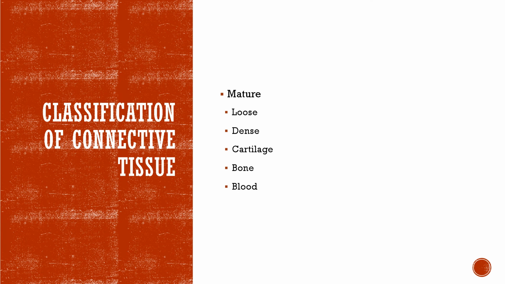And then we have mature connective tissue. This is present in the newborn, and these cells are derived from the mesenchyme cells. Loose and dense connective tissue is just what you would think. They are loosely and densely arranged between cells. Now, types of the loose connective tissue are areolar connective tissue, adipose tissue, and reticular connective tissue.